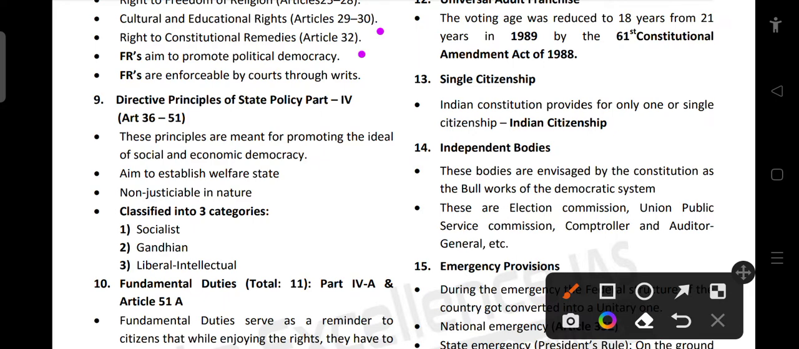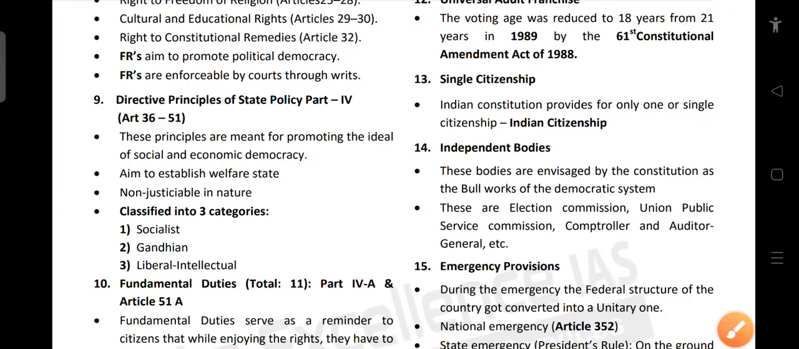Fundamental rights aim to promote political democracy. In the case of UPSC, it promotes economic and social democracy, whereas fundamental rights guarantee our political democracy. They are enforceable by courts through writs, which is a very important step.